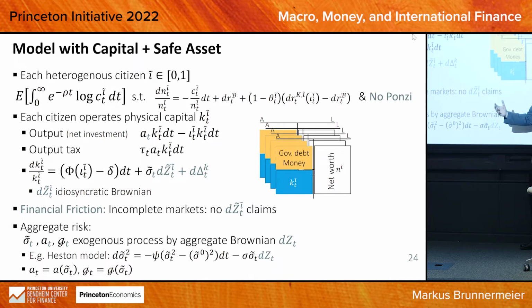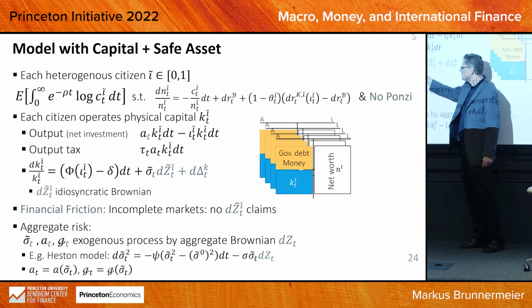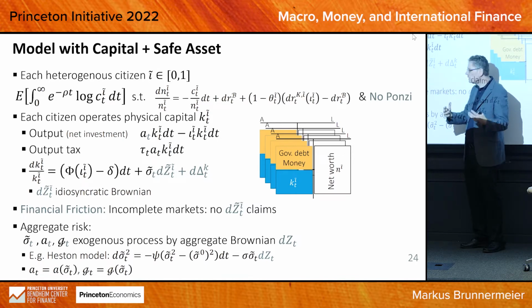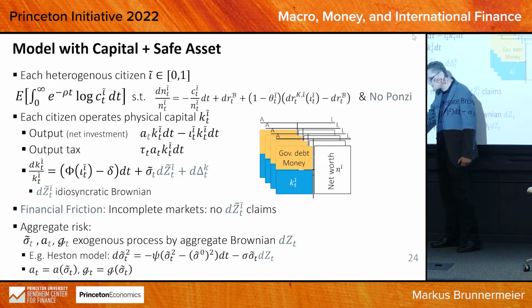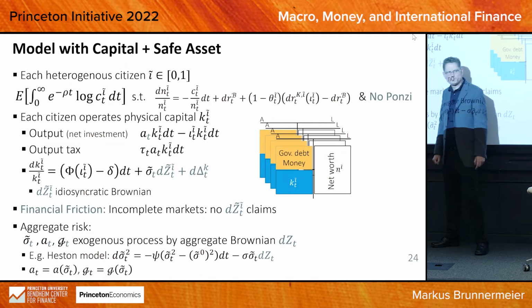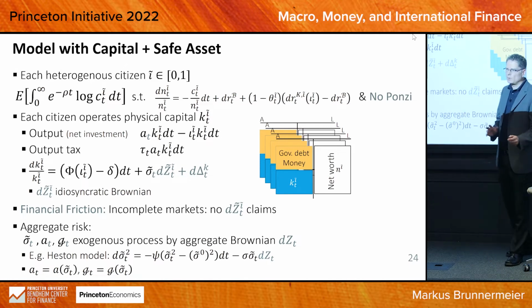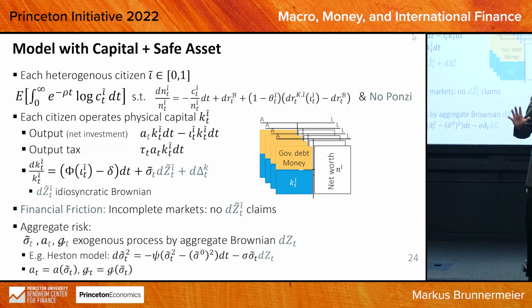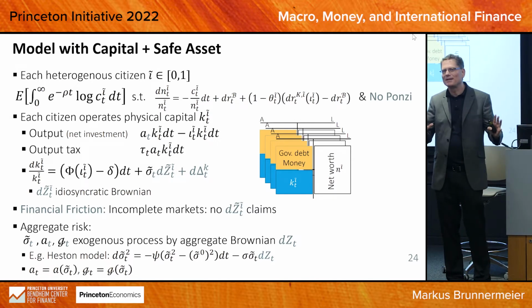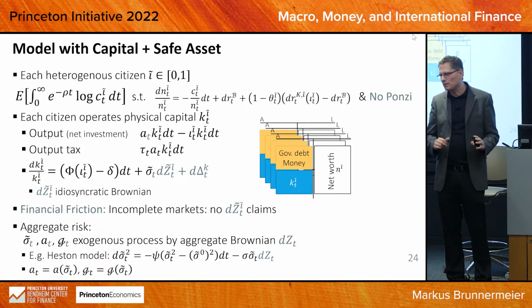So if there's a lot of idiosyncratic risk, then the sigma tilde is high. Everybody faces a lot of shocks. We also assume that then the productivity is lower, so this is a negative relationship. It could also be that the government spends more, because in recessions the government spends more. Or you can also keep this constant if you want. So that's the model. It's the same as in the morning, except now everybody has their own Brownian. And the Brownian itself, how risky it is moving around, that's the aggregate risk in a stochastic way.